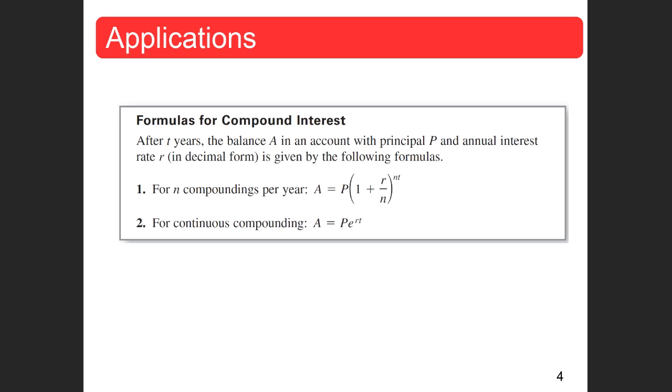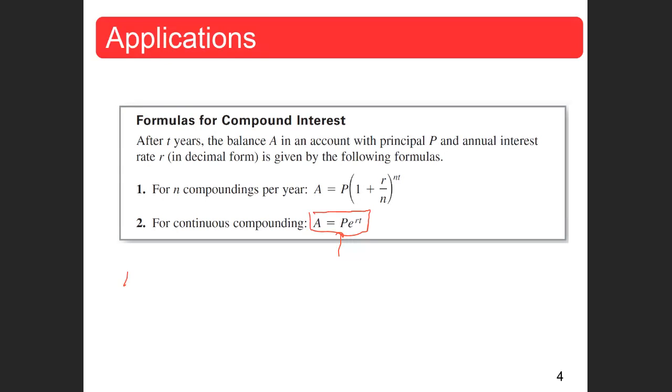Then we have 2 formulas this week. We have a formula for compounded interest. That formula is the amount of money that you put in, 1 plus the rate over the number of times you're going to compound, raised to the nth power. And the other one is compounding continuously, which we call the PERT formula, the amount that you put in times e to the RT. So let me give you an example.